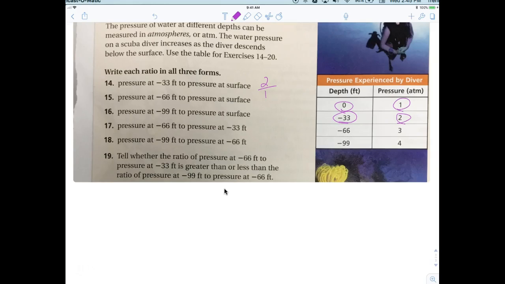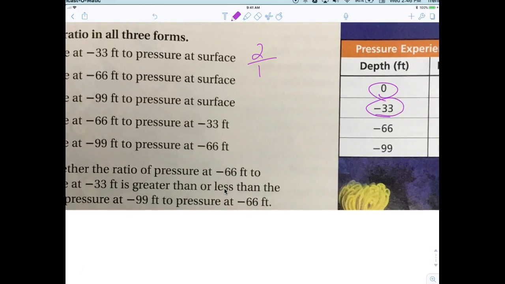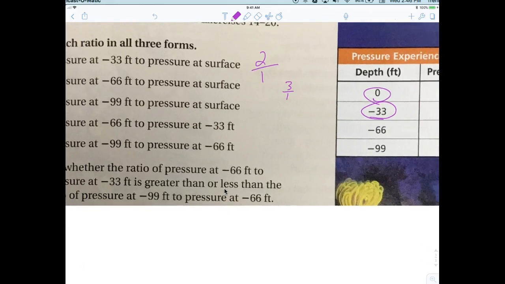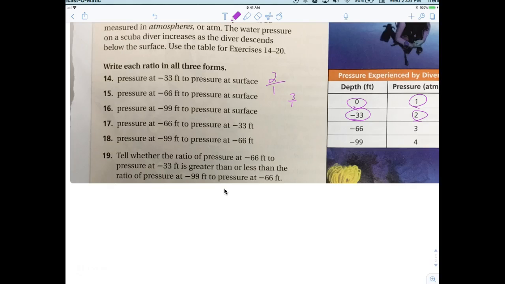3 to 1. Is everybody with me on this? 3 to 1. It's not hard. All right, so at -99 feet, it would be what? 4 to 1. Everybody happy so far?